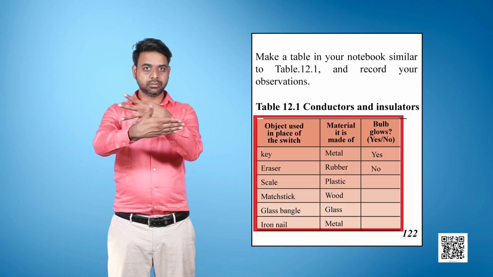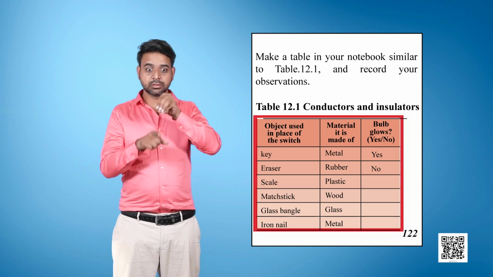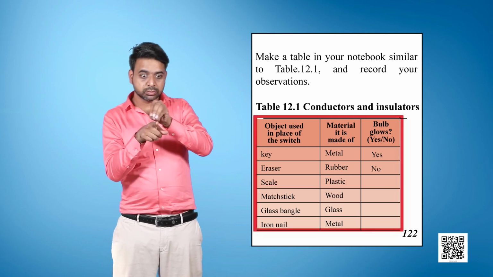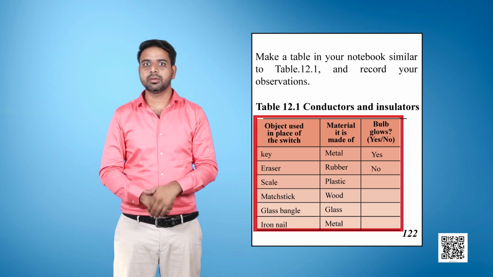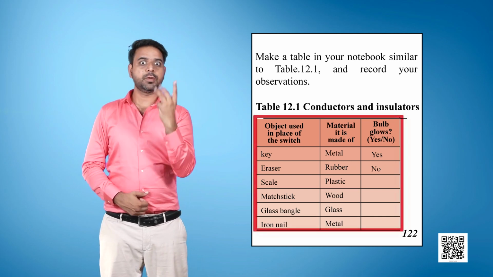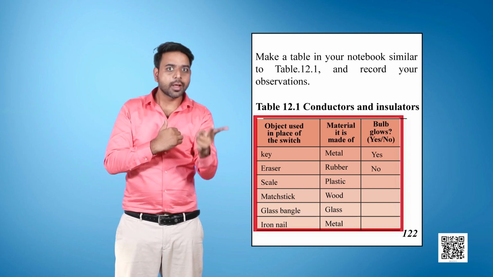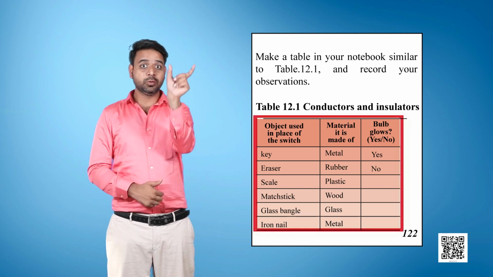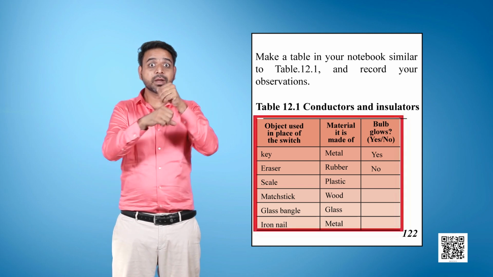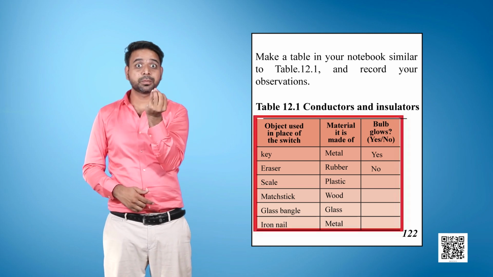Table 12.1. Conductors and insulators. There are three columns given in this table. One is for object used in place of the switch, second is for material it is made of, and the third one is for bulb glows, yes or no.